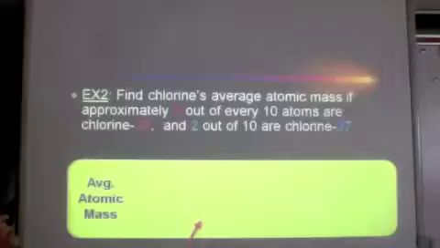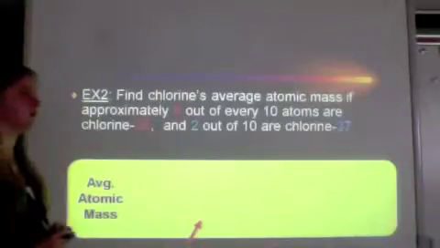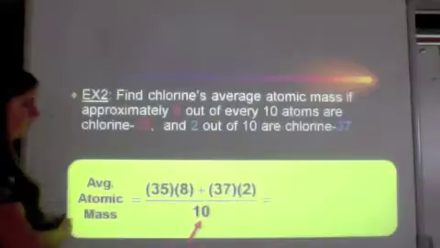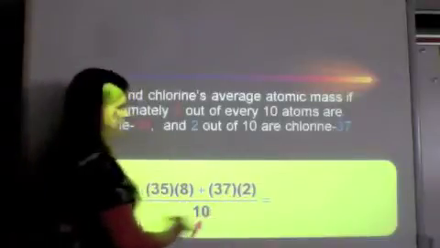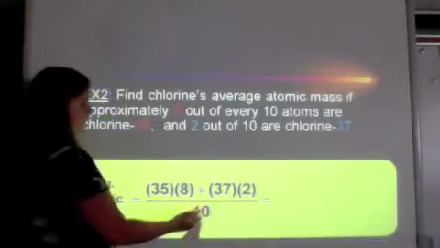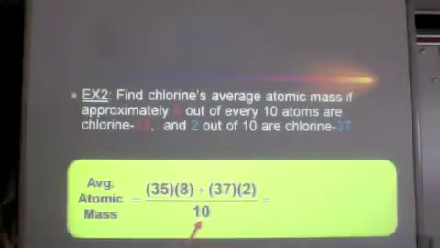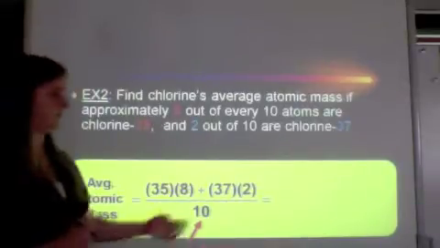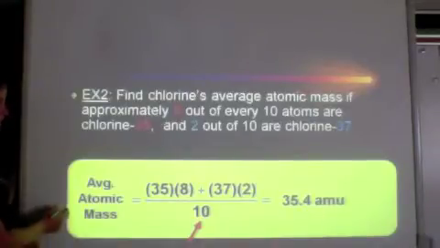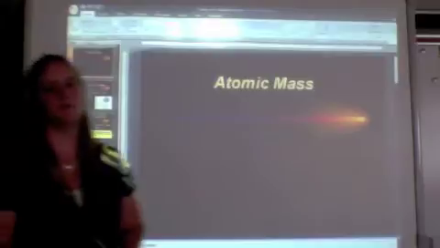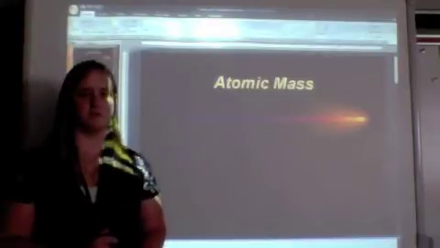Let's try another one. Chlorine's average atomic mass is approximately 8 out of every 10 atoms of chlorine 35, and 2 out of 10 are chlorine 37. For this one, you're simply going to do 35 times 8 plus 37 times 2 divided by 10. Instead of using 100 at the bottom, you're simply putting the total number at the bottom. So 8 plus 2 is 10, and you should have gotten 35.4 AMUs. Please review and make sure you understand how to do atomic mass calculation.